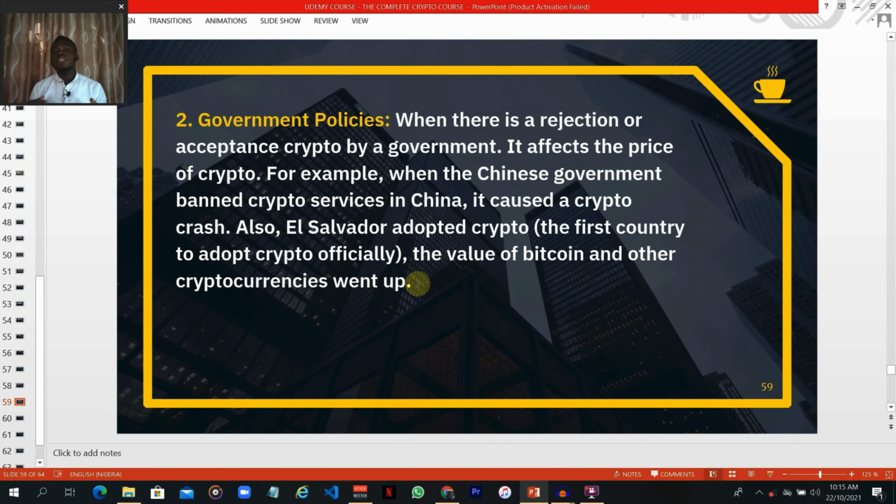So government policies can make the price of a crypto go up or down, and they can also cause a crypto crash to happen. So if a particular big country or a leading country should say no to crypto, the price of Bitcoin can come down. So government policies is the second thing that can make the price of a crypto go up or down.